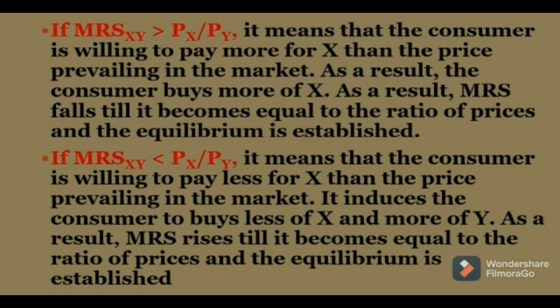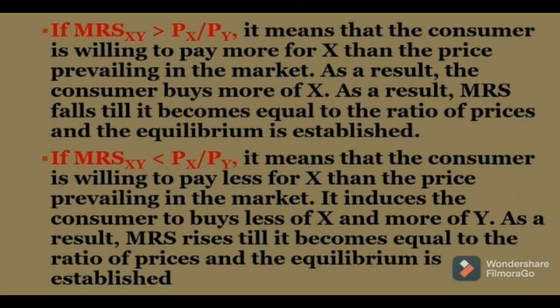That means if MRS is greater than the ratio of Px and Py, how can the equilibrium be restored? So let us understand. In this case, it means that the consumer is willing to pay more for X than the price prevailing in the market. As a result, the consumer buys more of X. And as the consumer buys more of X, MRS falls till it becomes equal to the ratio of the prices and the equilibrium is established.